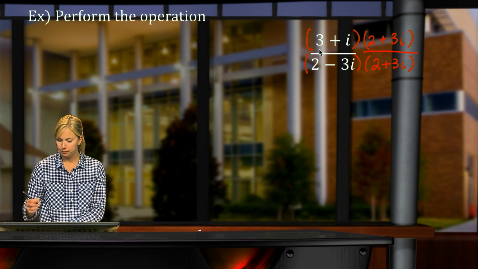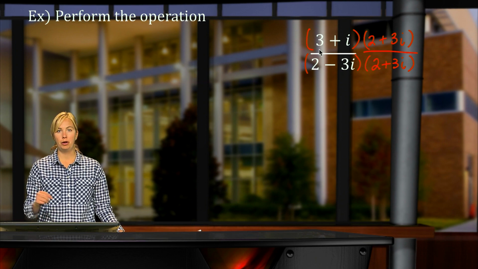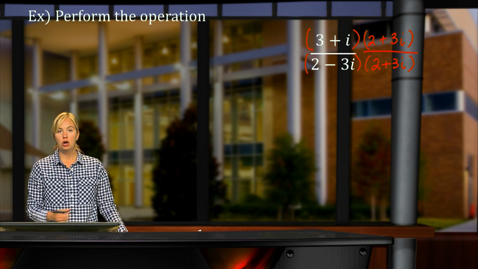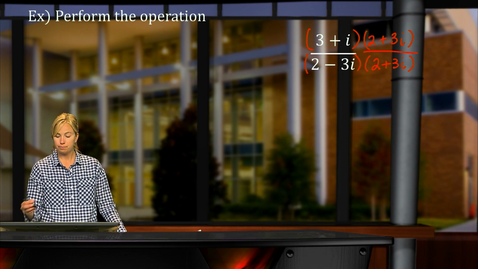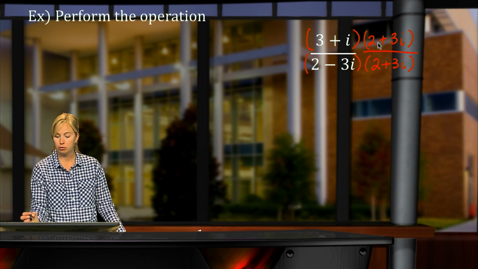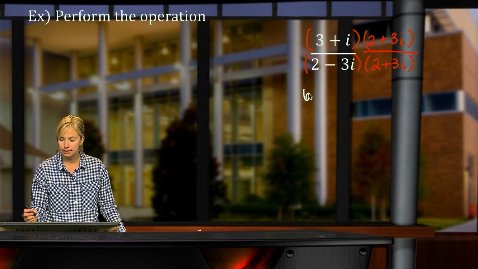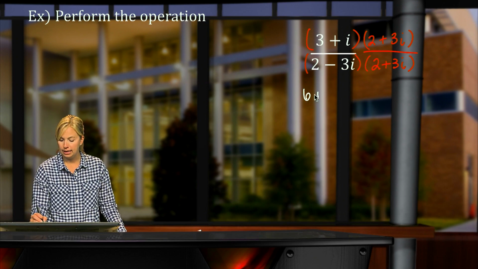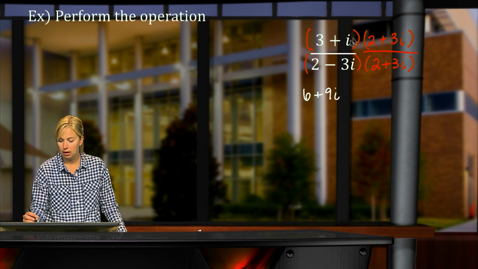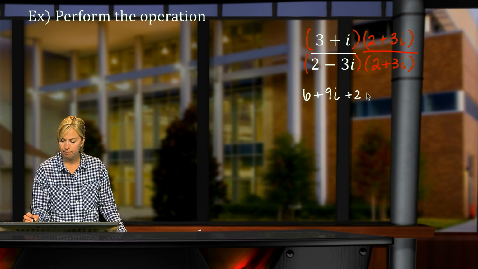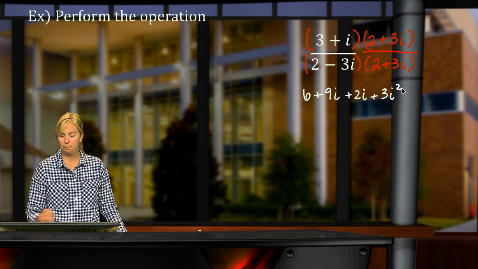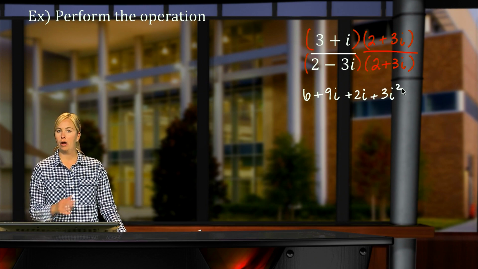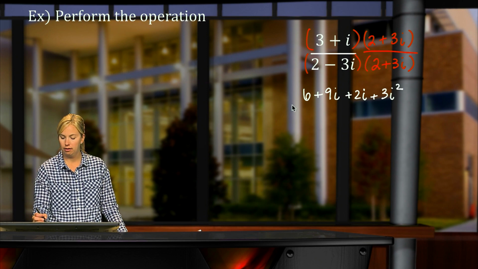So it looks like we're going to be FOILing for a while, so let's get started. The next step, I'm just going to FOIL. I'm not going to combine any like terms. In the numerator, 3 times 2 is 6, plus 9i, plus 2i, plus 3i squared. That's the numerator FOILed out. I'm not going to do anything else yet with that.